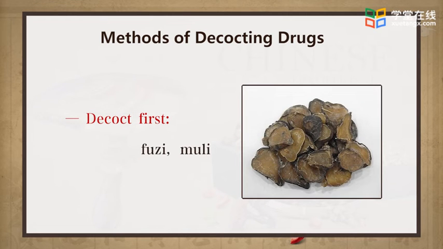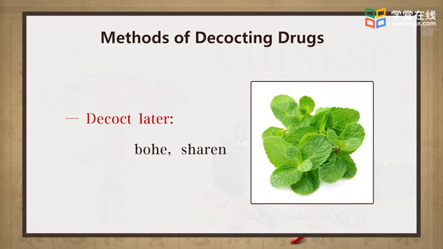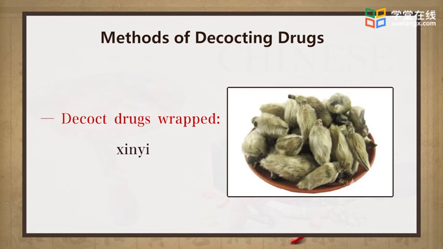Some need to be decocted first, such as 石膏 or 牡蛎. Some need to be decocted later, such as 薄荷 and 砂仁, and some need to be decocted wrapped, such as 辛夷. Shells and minerals should be broken up and decocted first for about 20 minutes before adding other drugs. Some drugs may contain sand or mud, such as 灶心土, baked earth, and should all be decocted first to get their clear juice, in which other drugs are decocted.